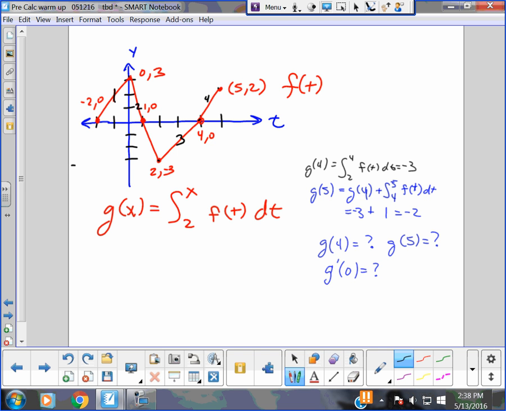Next one is find g prime of 0. If you're going to find g prime of 0, you got to find g prime. Fundamental theorem of calculus. Again, this is like yesterday. This should take us all of 2 seconds. G prime is just a function. So if I want g prime of 0, I'm pretty sure when I look at f of 0, the answer is simply g prime of 0 equals f of 0 equals 3.